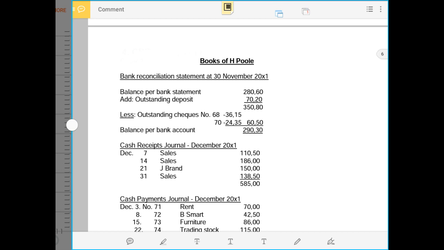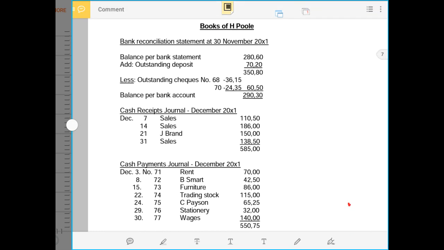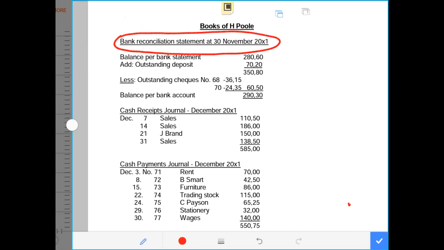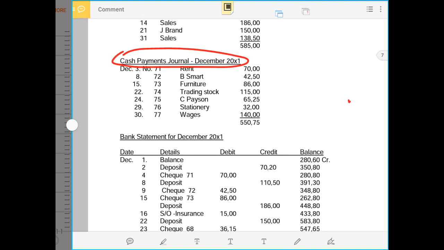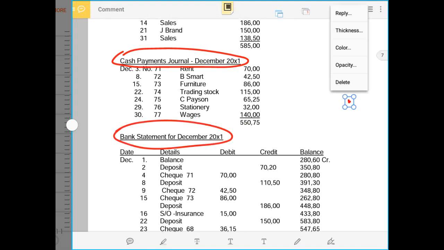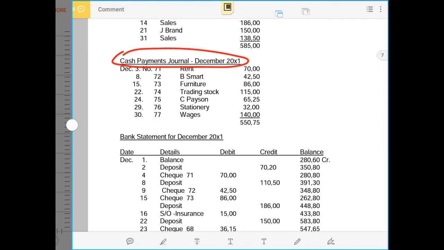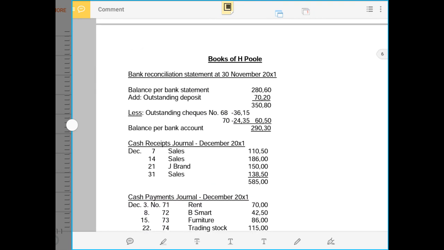So I have my exercise by the name of the books of Poole, and in this exercise we are given the bank reconciliation statement for the previous period. Then after, we are given the cash receipt journal, and after we are given the cash payment journal, and the fourth point we are given the bank statement. As I said, I will be using this exercise to explain what bank reconciliation statement is all about. Then after, I will do the exercise after I have given you the procedure.